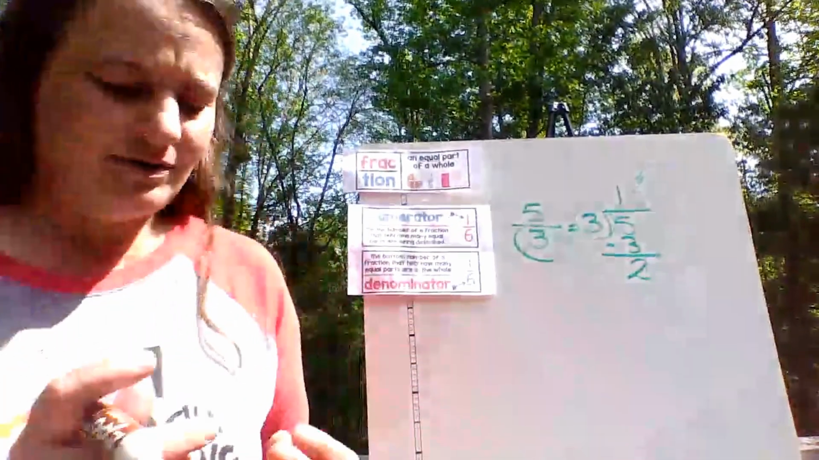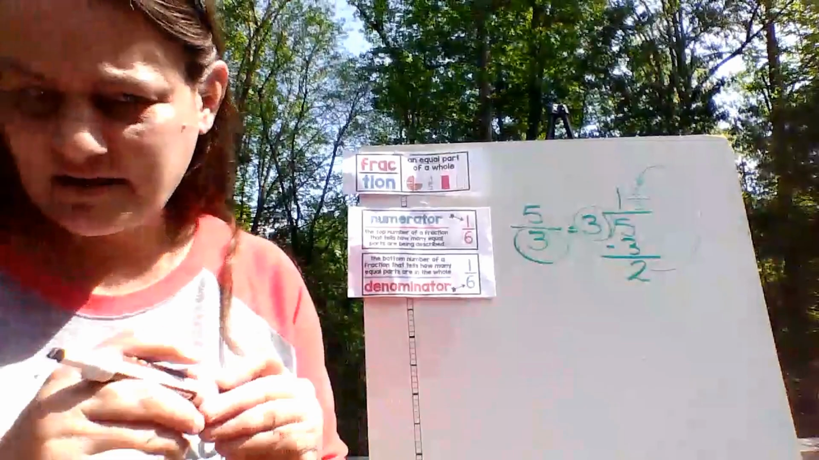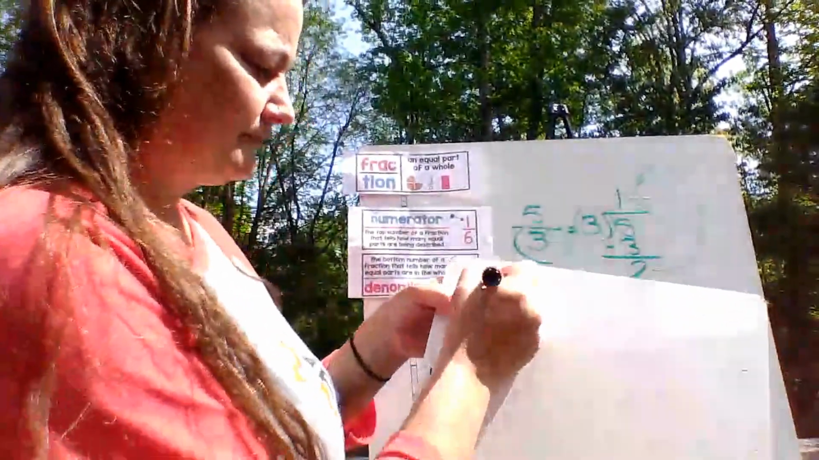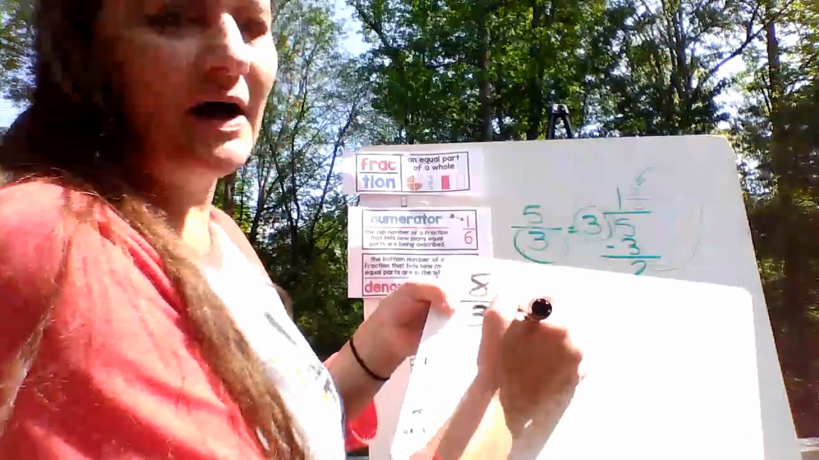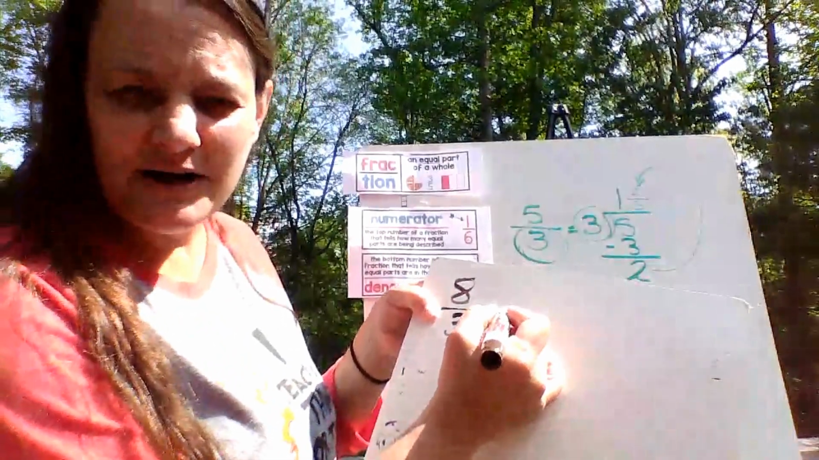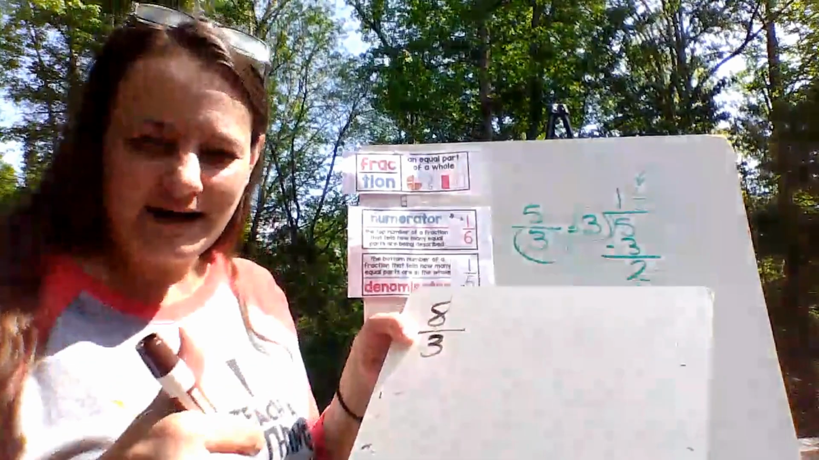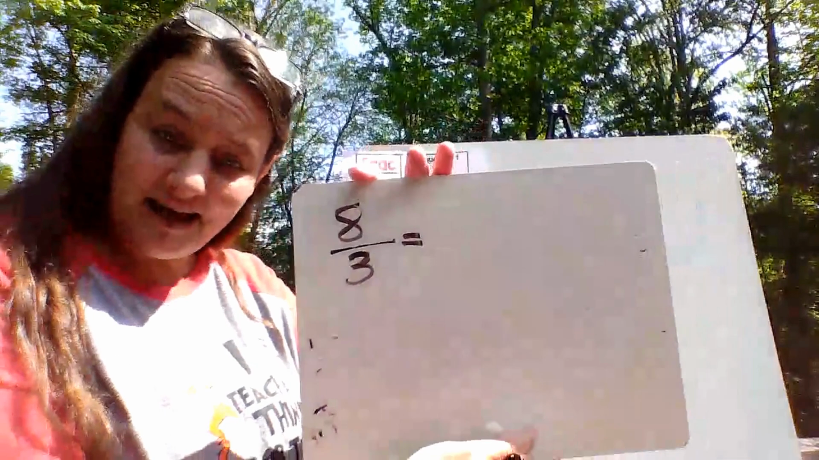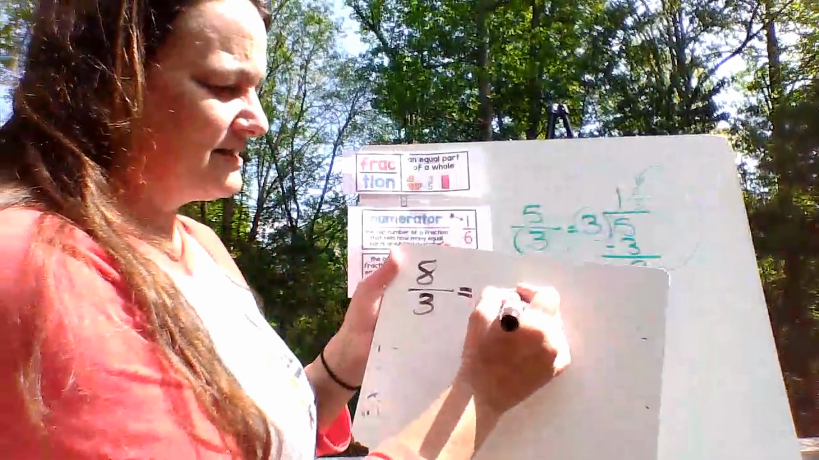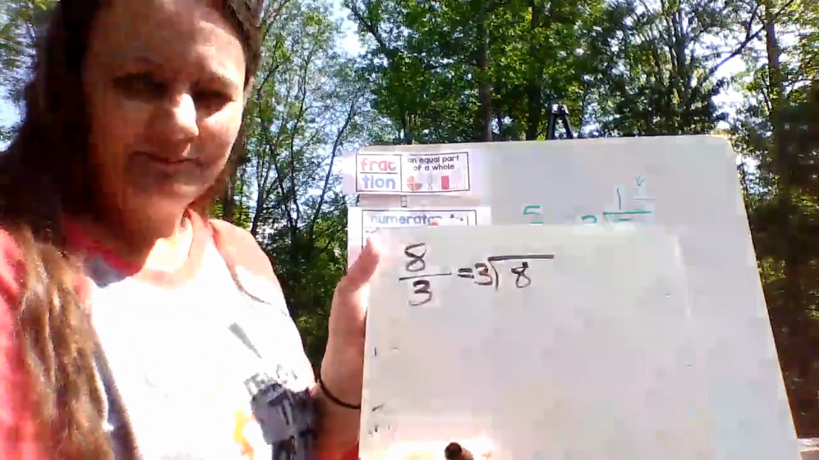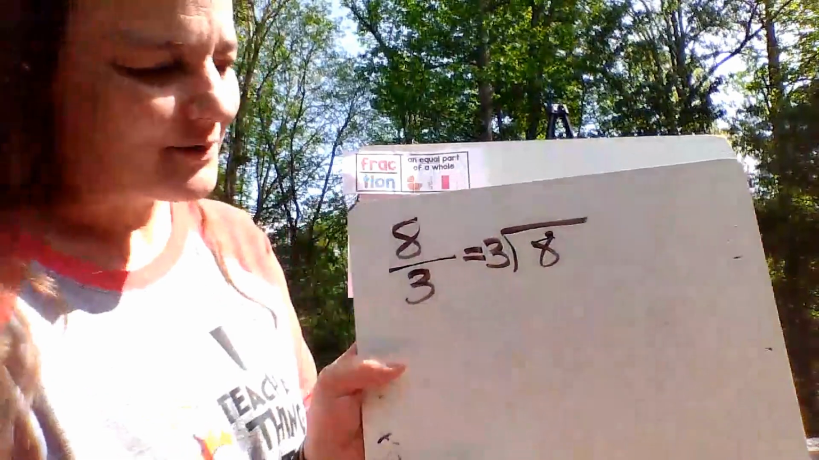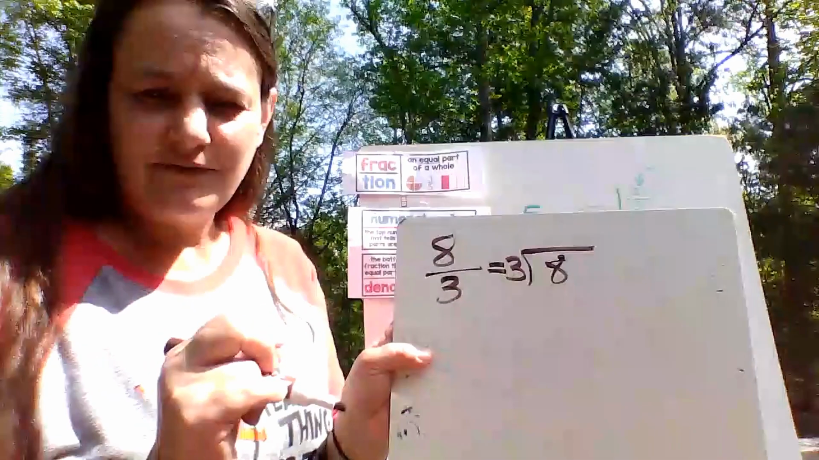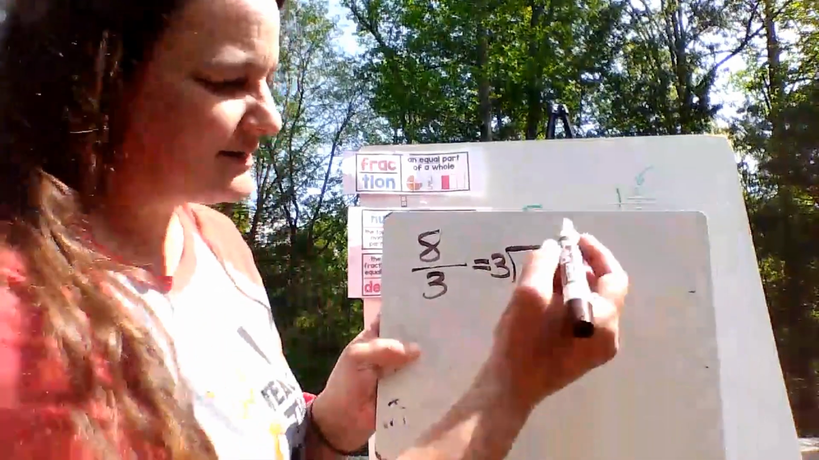Let's do 8/3. If you want to pause the video and work this out and compare your answer with mine, that is a great time to do this, okay? So 8/3 is the same thing as 8 divided by 3. And we know that 3 will go into 8 twice. I can make 2 groups of 3 out of 8.